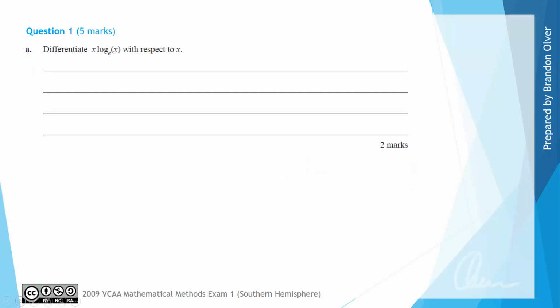For part A we want to differentiate x log e of x with respect to x. The first thing we can recognise is that this is two functions multiplied together, therefore we can use the product rule for differentiation. To help apply that rule, we're going to let u be the first function, which is x, and v be the second function that's multiplied, which is log e of x. Next up, we're going to calculate du dx, which is simply going to equal 1, and dv dx, which is going to equal 1 on x.